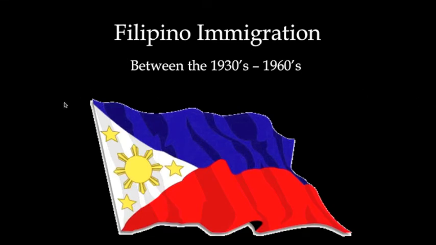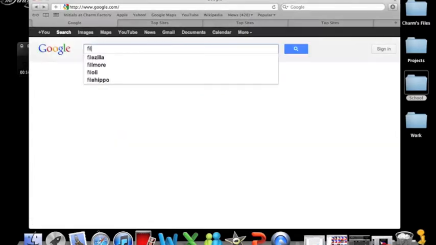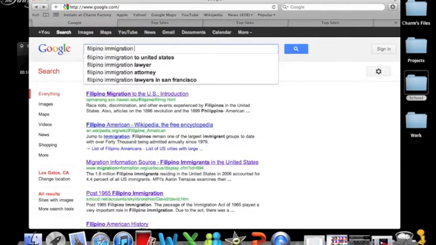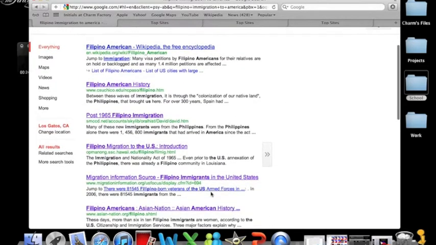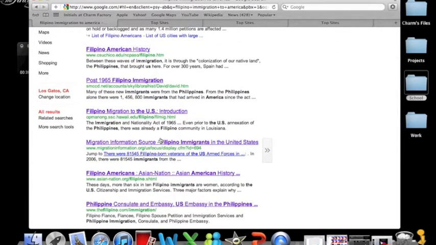And now I'm going to go ahead and show you basically how I found my primary sources. The first thing I did was I typed in Filipino immigration. And then as you can see, these are the choices that came out. And the ones that are in purple are the ones that I already viewed. So there's quite a few that I already looked at.